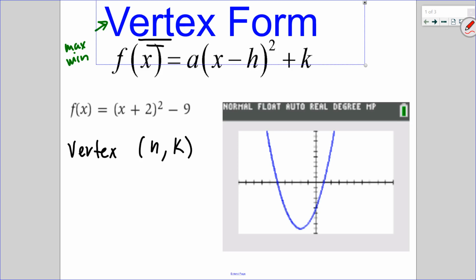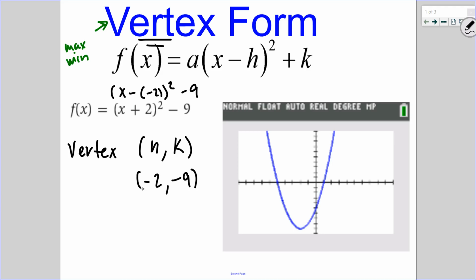So what's tough sometimes is to see what our h and k are. So notice that I have an x minus an h squared. So if I have a plus inside the parentheses here, we have to look at it sometimes like x minus a -2 squared minus 9. But in this case, the vertex is at -2 comma -9. And we'll see different forms, but eventually what we want to see is the advantage of vertex form, to get the vertex pretty quickly because it wasn't so nice in our standard polynomial form or factored form.